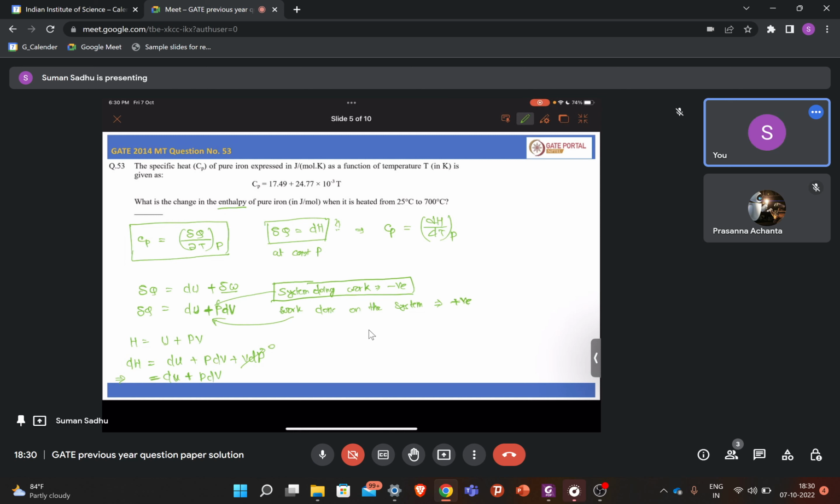So now here you can write dU plus PdV is what? Delta Q, right? At constant pressure only, this term is 0. If the pressure is not constant, then this term will not be 0, and then you cannot write dH is equal to delta Q. Are you getting it?